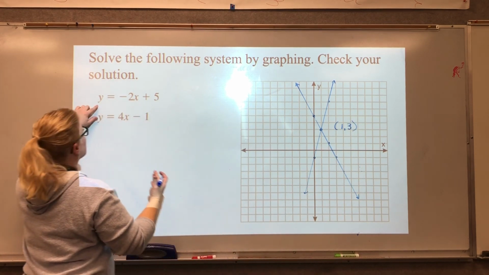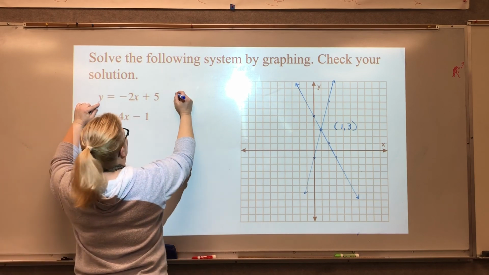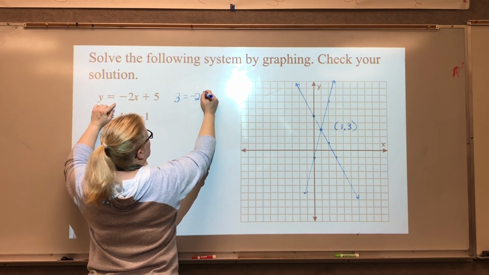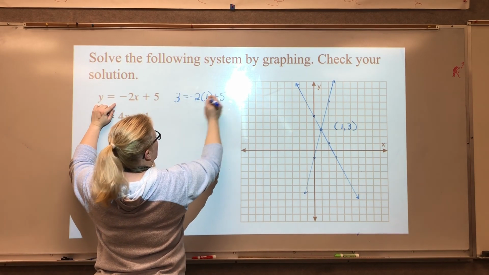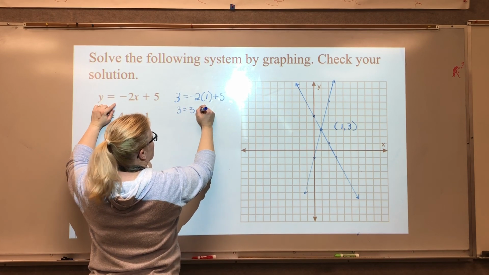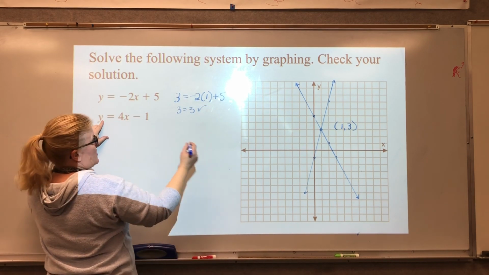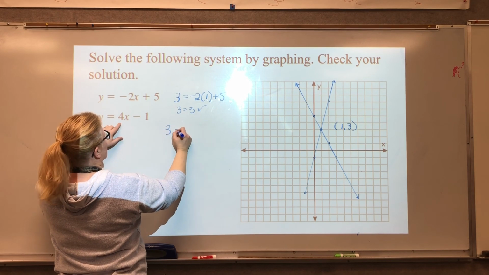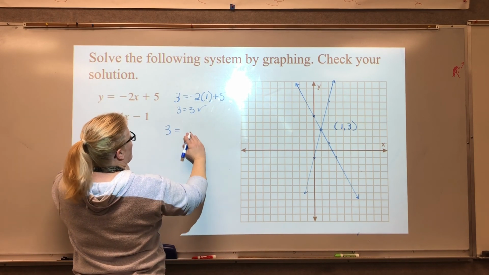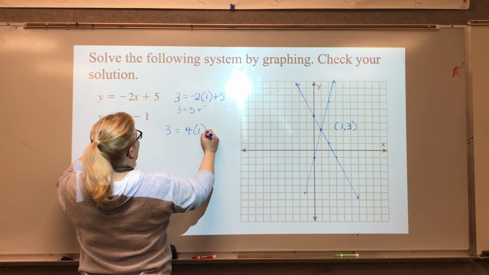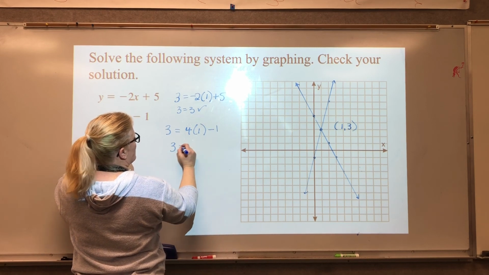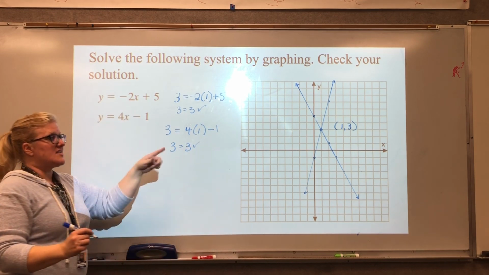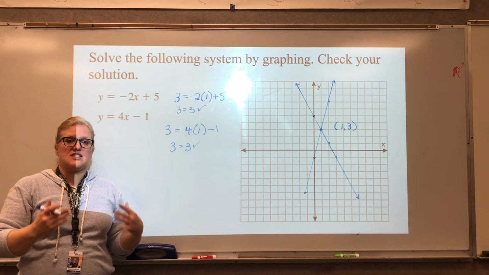And I can check it. y is 3. Does that equal negative 2 times 1 plus 5? Yeah, because 3 equals 3. So that checks off. Let's try this one. Does 3 equal 4 times 1 minus 1? Yes, because 3 equals 3. So that is the solution to this system.